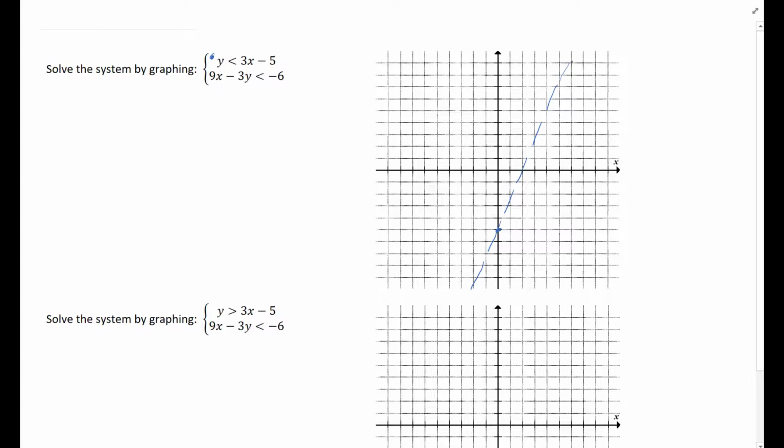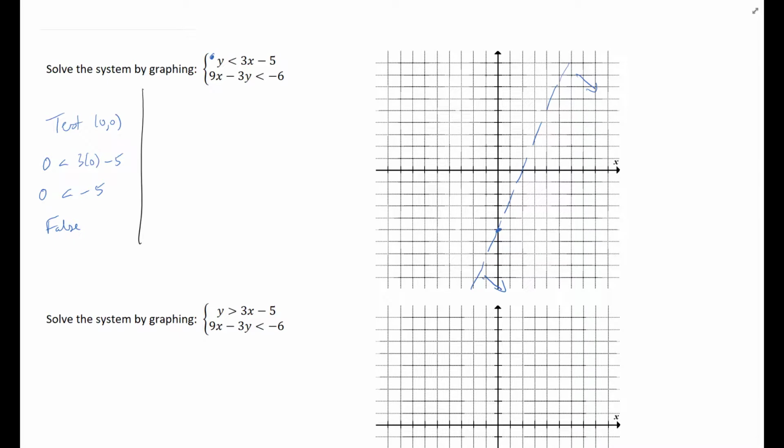And since it's y is less than, we can test a point. Let's use the test point of 0, 0. And so we would have 0 is less than 3 times 0 minus 5. Is 0 less than negative 5? That's false. So we would shade the region that does not contain 0, 0. We would shade the region below that line.